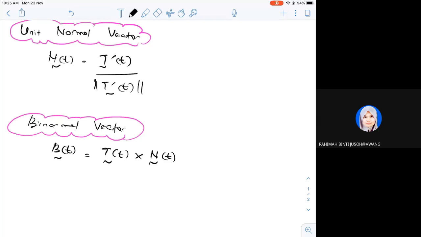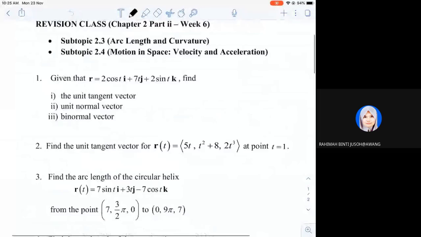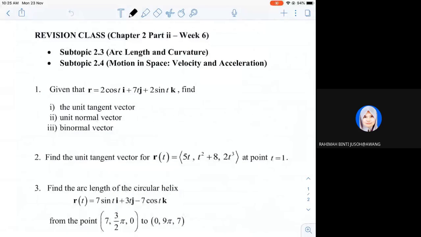Okay, so now let's take a look at some examples. As I mentioned earlier, these two topics, 2.3 and 2.4, will also be covered in your test. All right, so let's do the first question.